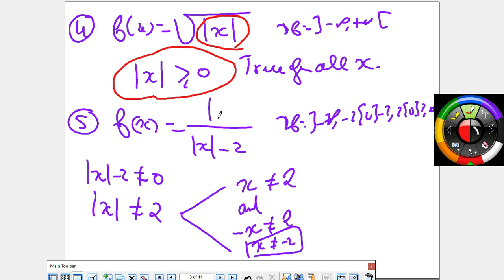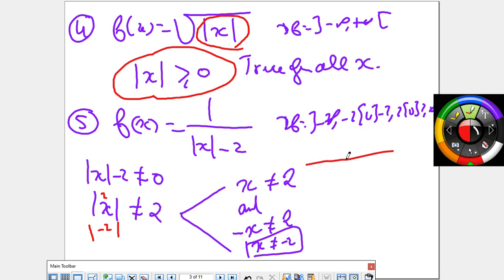For part 5, my denominator cannot be equal to 0. So absolute value of x minus 2 not equal to 0. It means absolute value of x not equal to 2. It means I have two possible values for x here: 2 or minus 2. Why? Because if you have 2 inside here, absolute value of 2 gives me 2. If you have minus 2, absolute value of minus 2 also gives me 2. So the two unacceptable values are 2 and minus 2.